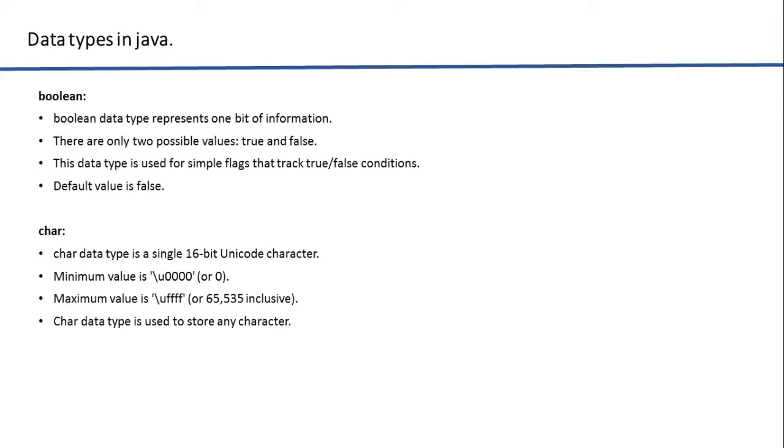The last data type in primitive data types is char. This char data type is used to store any character in Java. The size of this data type is 2 bytes, that is 16 bits. These are the different primitive data types that are available in Java.